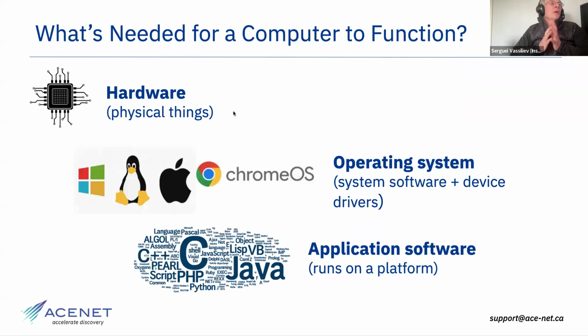So what's needed for a computer to function? There are three components that every computer needs, regardless of its type. It's hardware, an operating system, and application software. Computer hardware is stuff you can touch as opposed to the software, which is abstract and which exists only in a virtual world of computer code. Hardware is made of materials, mostly metals and semiconductors, and it includes various components that are required for a computer to run.